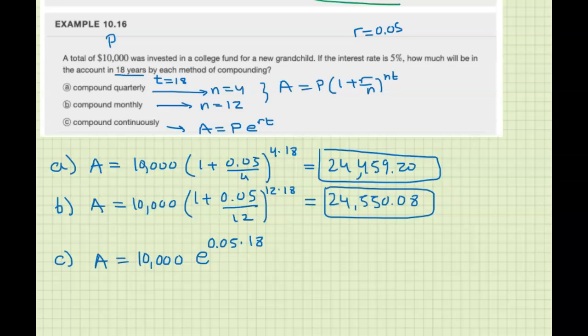We get 24,596.03. You can see the best deal is when it's compounded continuously, because the interest is applied every moment. So that's the most money that you can get, if your interest is compounded continuously. And that's what you usually get in practice. All right, this is applications of exponential functions to financial models.